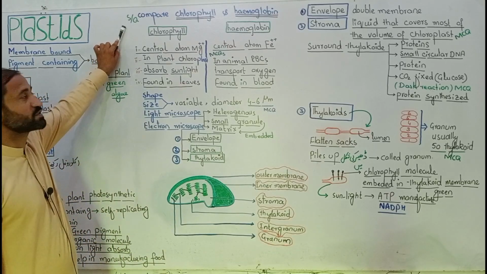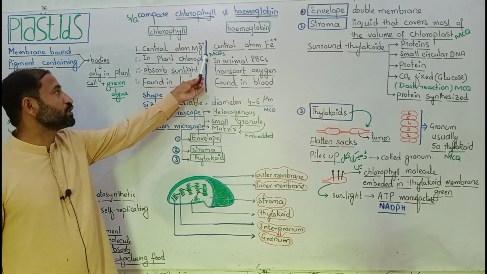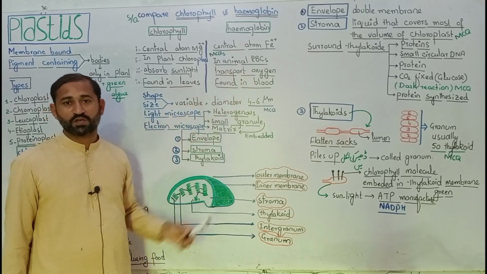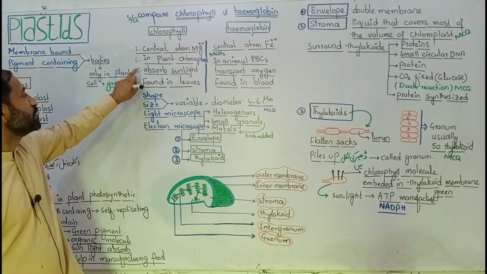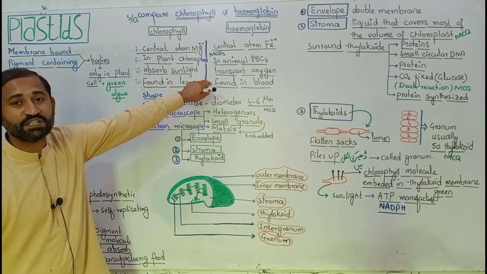This is a short question. And the central atom in chlorophyll is magnesium, this one is an MCQ. And the central atom in hemoglobin is iron, this one is also an MCQ. So to solve this question, you have to write 4 points. But these are only headings. You make a complete line of each point.